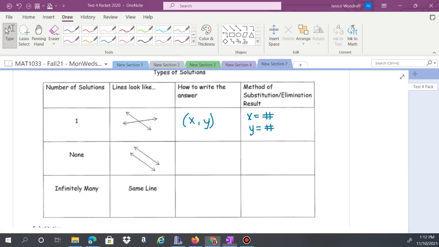When you get no solution, you're going to get two parallel lines. The way you are going to write that, let me check for sure.